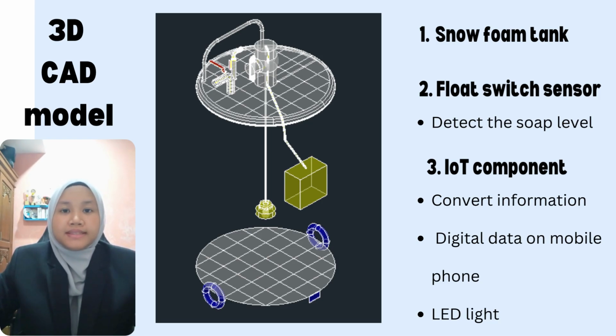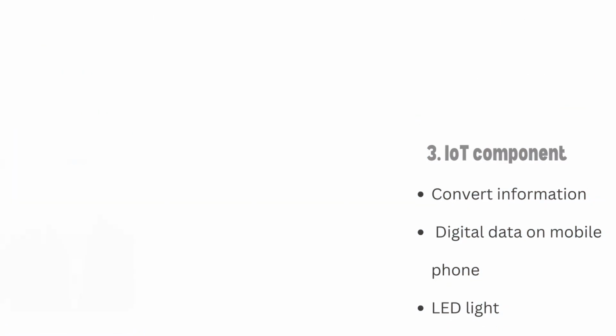The float switch sensor is the most critical unit of the system, where it is responsible for detecting the soap level in the tank. The sensor is then connected to an IoT system where the information received from the float switch is converted into digitalized data to be displayed on the mobile phone or to be shown through LED light.